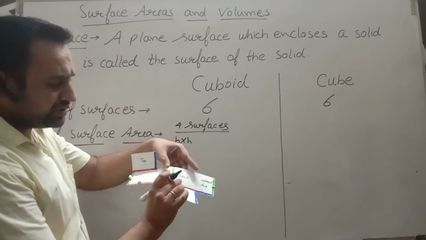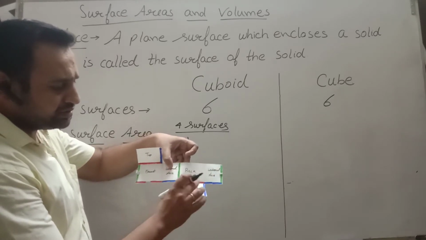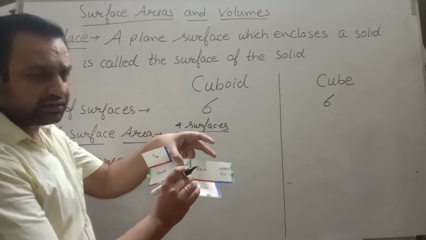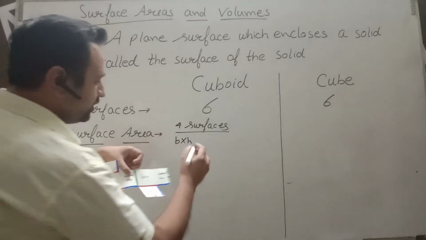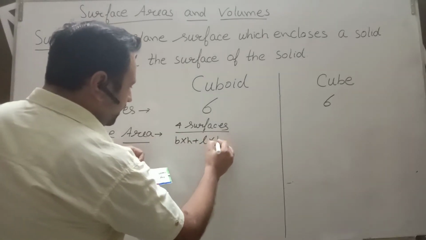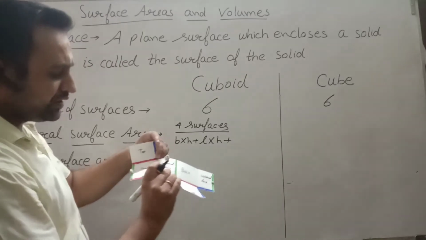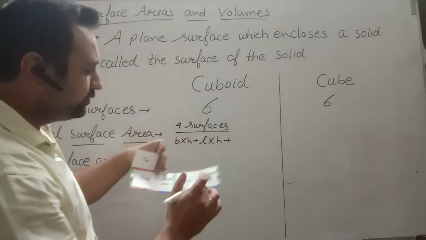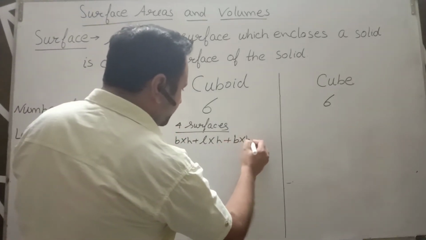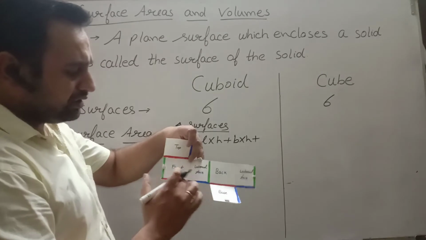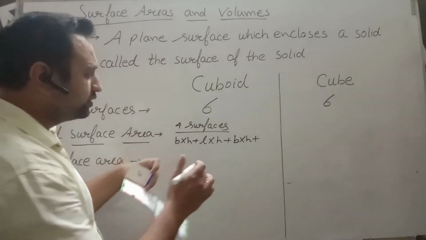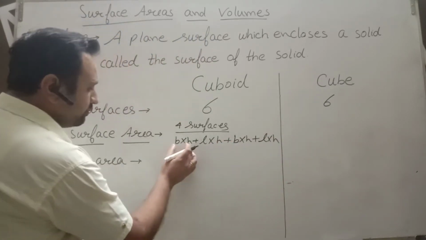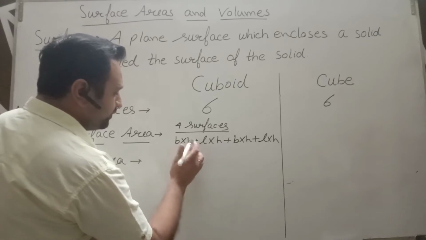Now in this surface we notice that there are 2 dimensions, length and height, because red color indicates length and green color indicates height. So plus length into height, plus the third surface. In this surface breadth and height are included. So breadth into height, plus in this surface length and height are included. So L multiply H. Now arrange them: B multiply H and B multiply H.